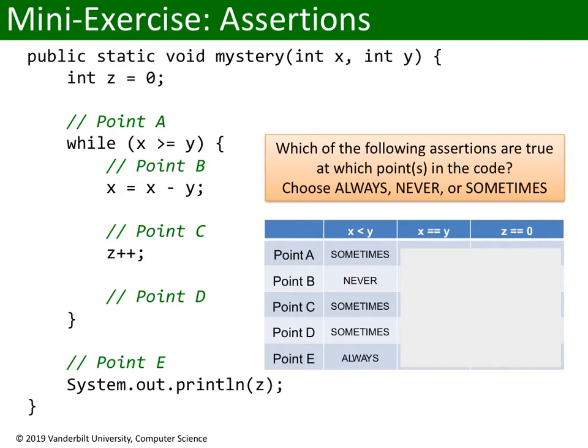At point E, we would say never, because we were able to say that at point E, x is always less than y, which means it is never equal to y.